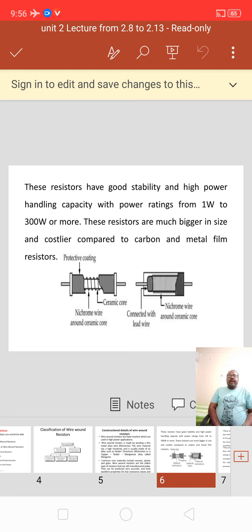Okay, here I have shown the diagrams for the wire wound resistors. Please look at it.